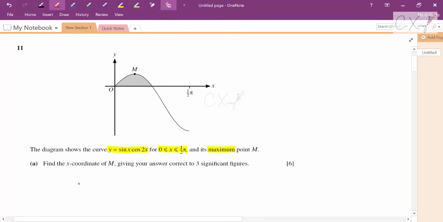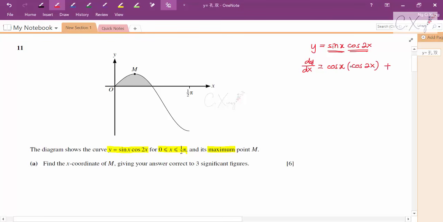So when we want to find the maximum point for any equation, we have to apply differentiation. Okay, so we have y equals sine x cos 2x. When I want to apply differentiation here, very obviously they are a product of two different functions. The first bracket is sine x and the second bracket is cos 2x. So I apply the product rule: differentiate the first bracket first. Differentiate sine x, I will have cos x. Then I copy the second bracket.